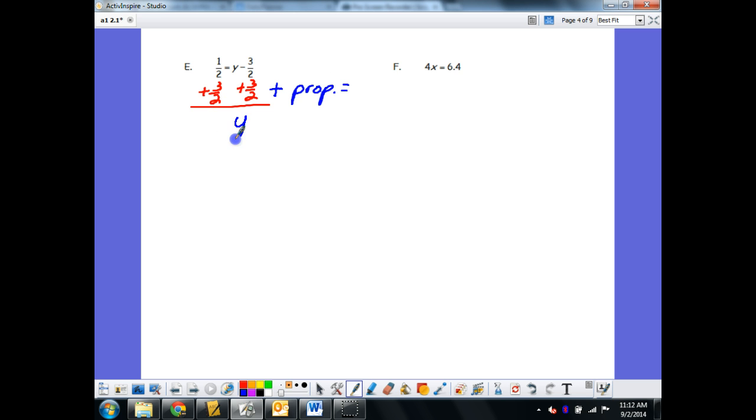And doing the arithmetic, 3 halves cancel. 1 half plus 3 halves is 4 halves. Again, only adding the numerator when adding fractions. The denominator stays the same. Now we can reduce 4 over 2 to 2. And that is the solution. Once again, F will be taken care of on the next video.